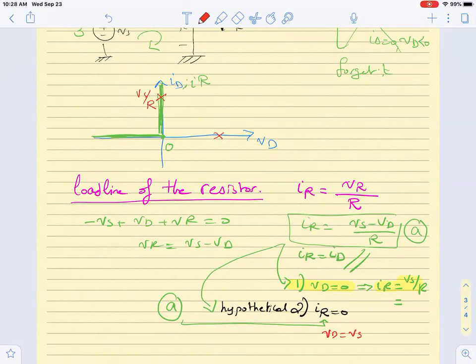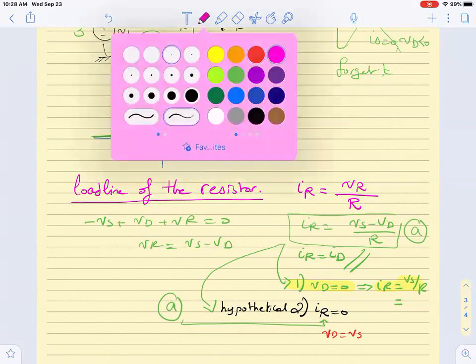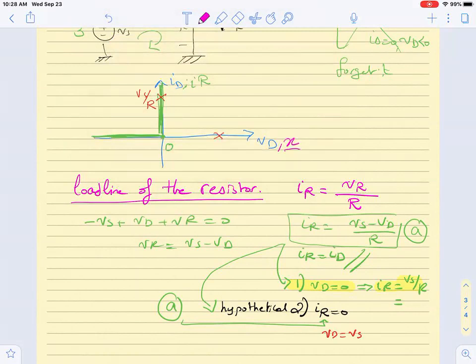This happens when the x-axis, let's assume this is x. If this is a variable x, and I'm telling you that IR is equal to Vs minus X over R, and IR equals 0, this happens when X is equal to what? Vs, right? If I set this to be equal to 0, then X will be equal to Vs. So this intersection point is Vs.